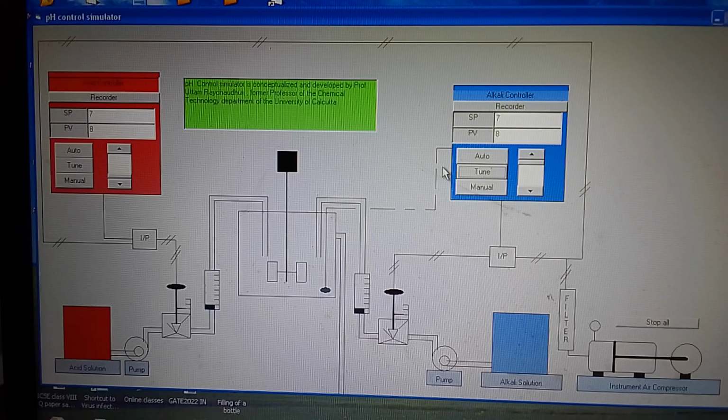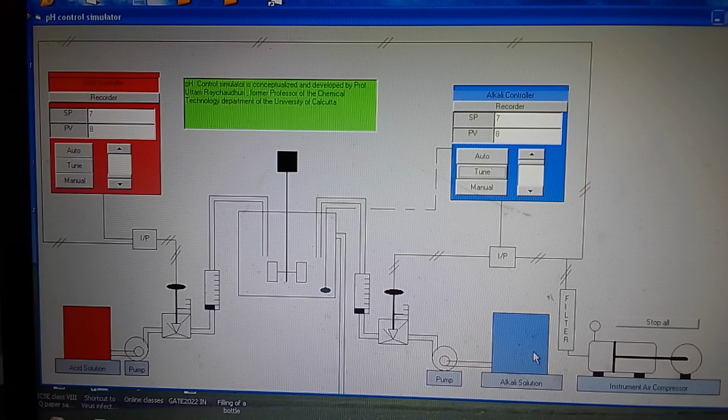Today I am showing you how pH control is carried out in a laboratory. You can see there are two tanks. This is an acid solution tank, which can be pumped through a control valve, and through a rotameter the flow can be seen, and it falls in the mixing tank where a motor mixes this acid and alkali.